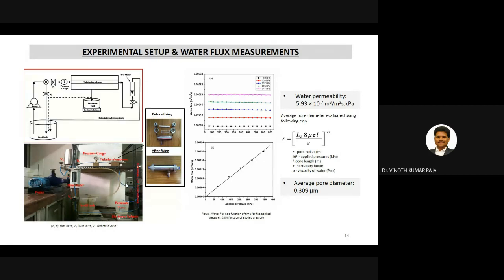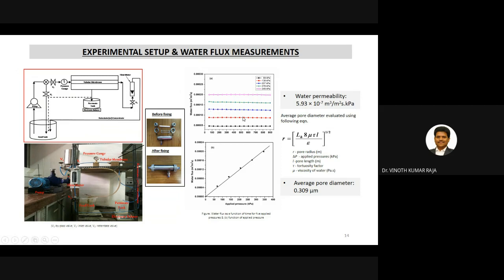We utilized 5 different pressures to measure the water flux of the membrane. This figure represents the water flux of the membrane as a function of time for different applied pressures. As a function of time and different applied pressure values, we were able to attain a steady flux for the entire measured time. So a stable and steady flux was attained using the prepared membrane.